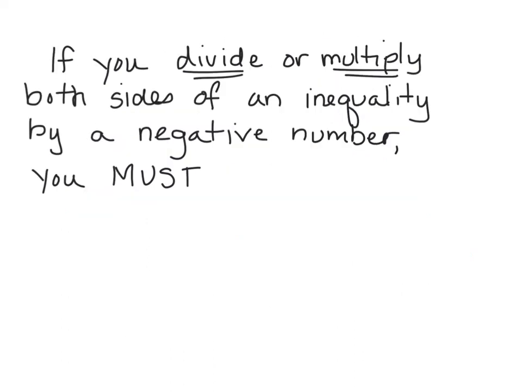When we're solving inequalities, if you divide or multiply both sides of an inequality by a negative number, you absolutely have to reverse the direction of that inequality sign. It's not a hard rule to remember. You just got to pull it out whenever you use it. Reverse the direction.